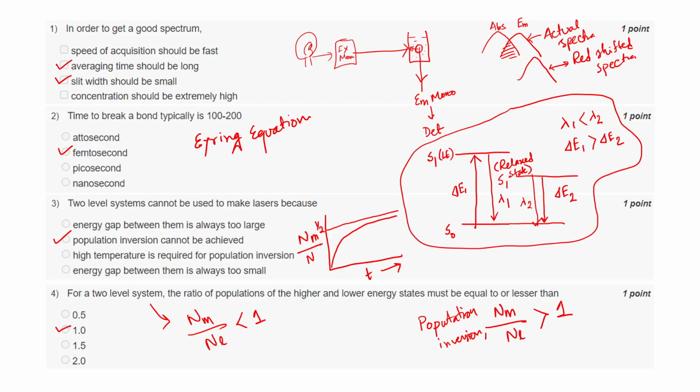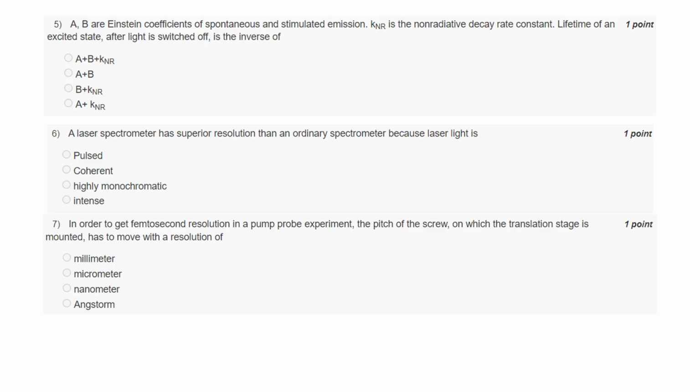Okay. Then question number 5. A and B are Einstein coefficients for spontaneous and stimulated emission.